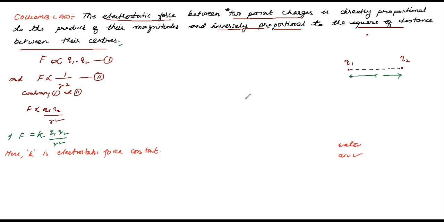So usually the value of k depends on the nature of the medium in which the charges are kept and the system of units used. That means whether you are using SI units or some other system of units. So the value of k will be different for different mediums in which the charges are kept and the different systems of units which you are using.